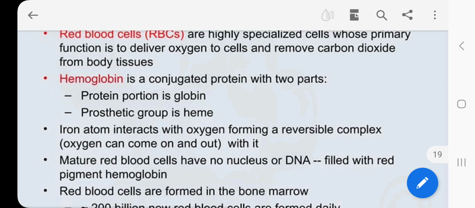Okay, so the iron atom interacts with oxygen, forming a reversible complex, kung saan reversible in a sense that it can take oxygen and it can also release the oxygen. So oxygen can come on and off with it. Mature red blood cells have no nucleus or DNA. It's filled with the red pigment hemoglobin.